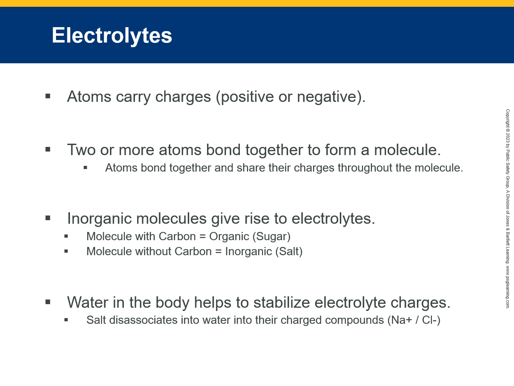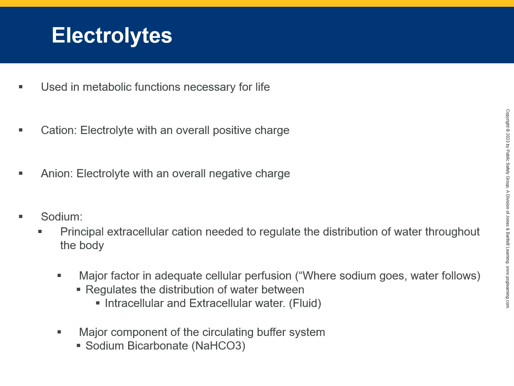Water in the body helps to stabilize the electrolyte charges. Salt dissociates in water, which breaks down their charges and provides both Na, which is sodium, a positive charge, and chloride, which is a negative charge. Electrolytes are used in metabolic functions necessary for life. We have cations, which are electrolytes with an overall positive charge, and anions, which are electrolytes with an overall negative charge.